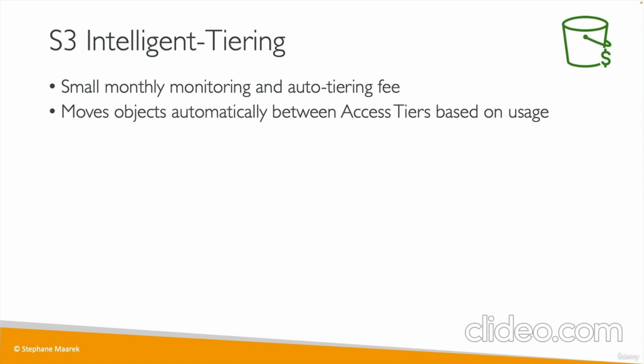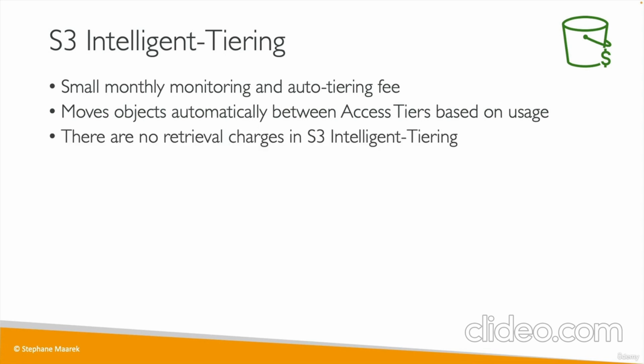So as you know, that's a lot of storage classes, and there's one last called S3 Intelligent Tiering, which is going to allow you to move objects between access tiers based on usage patterns. And for this, you're going to incur a small monthly monitoring fee and auto tiering fee. And there are no retrieval charges in S3 Intelligent Tiering.